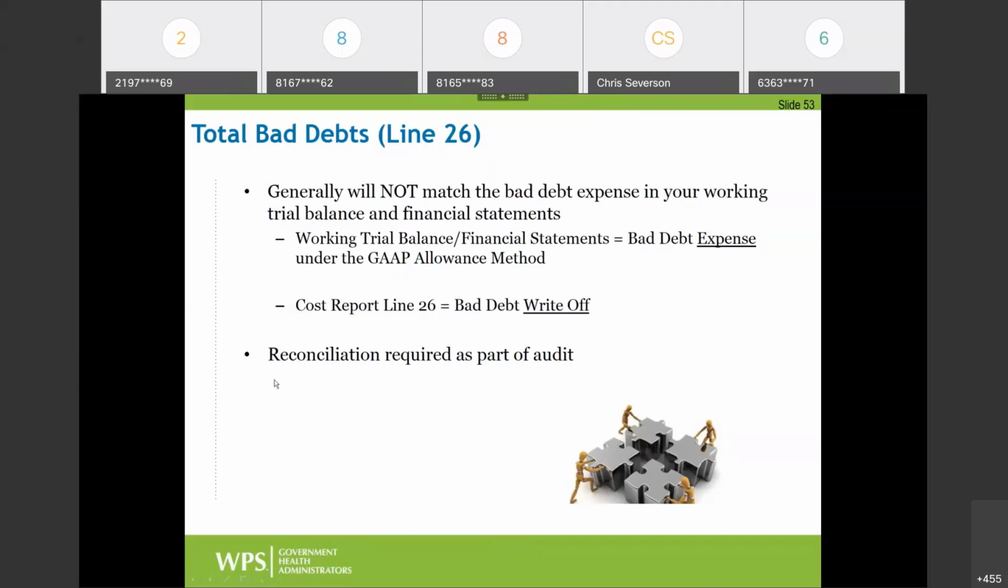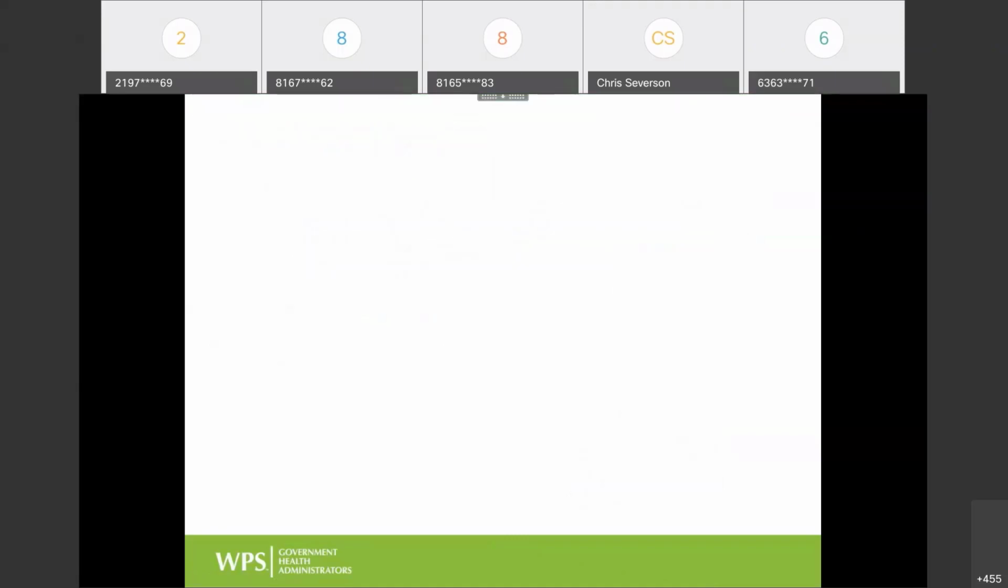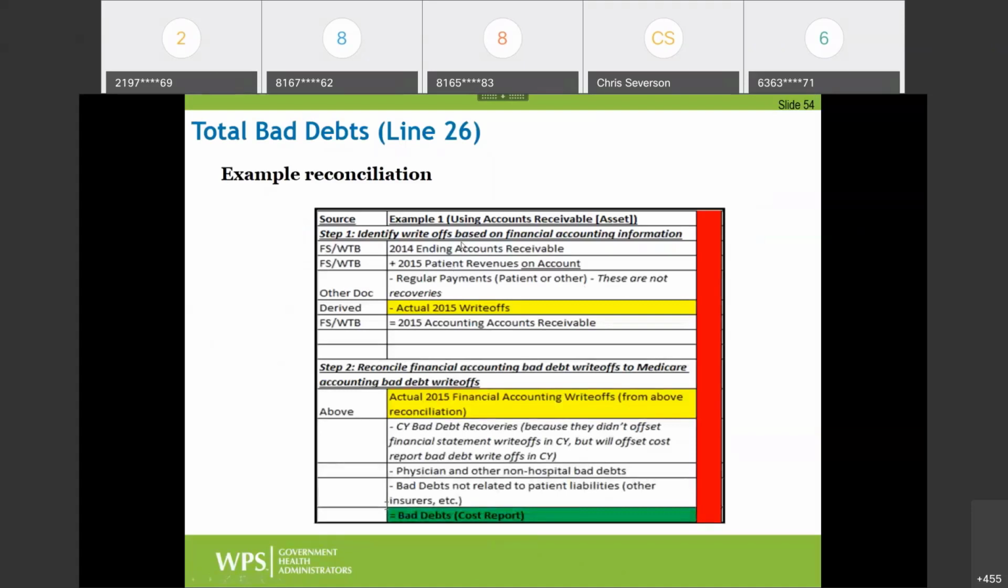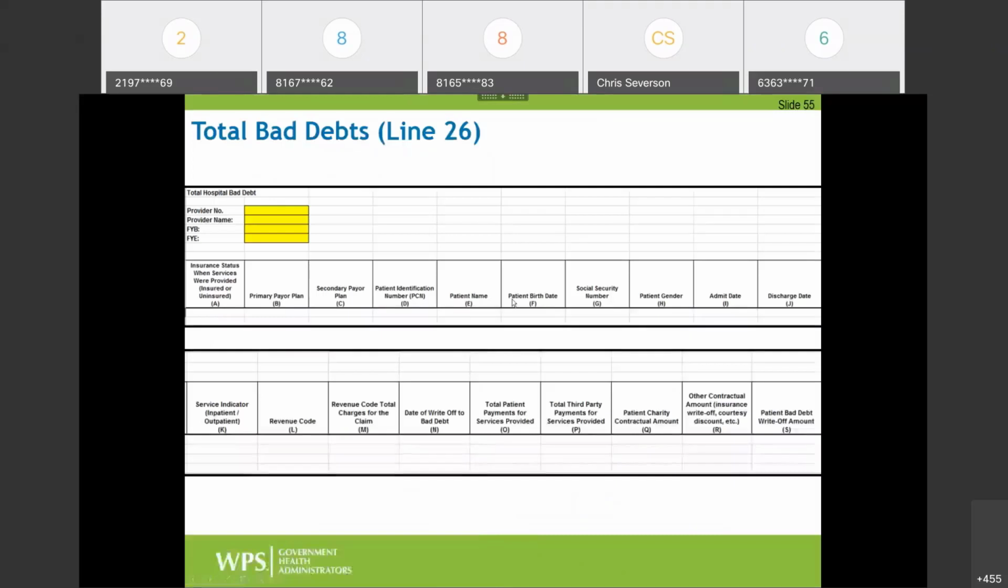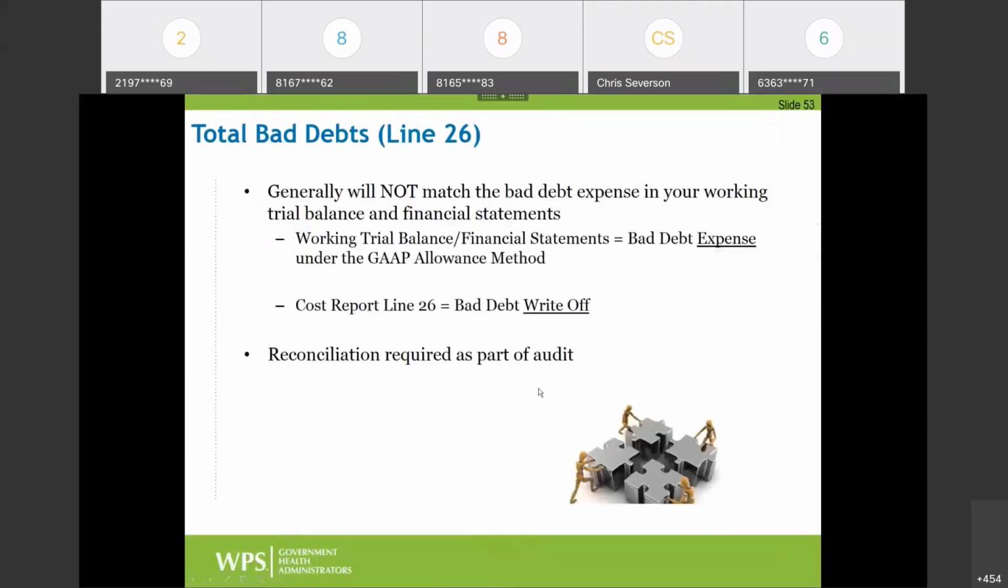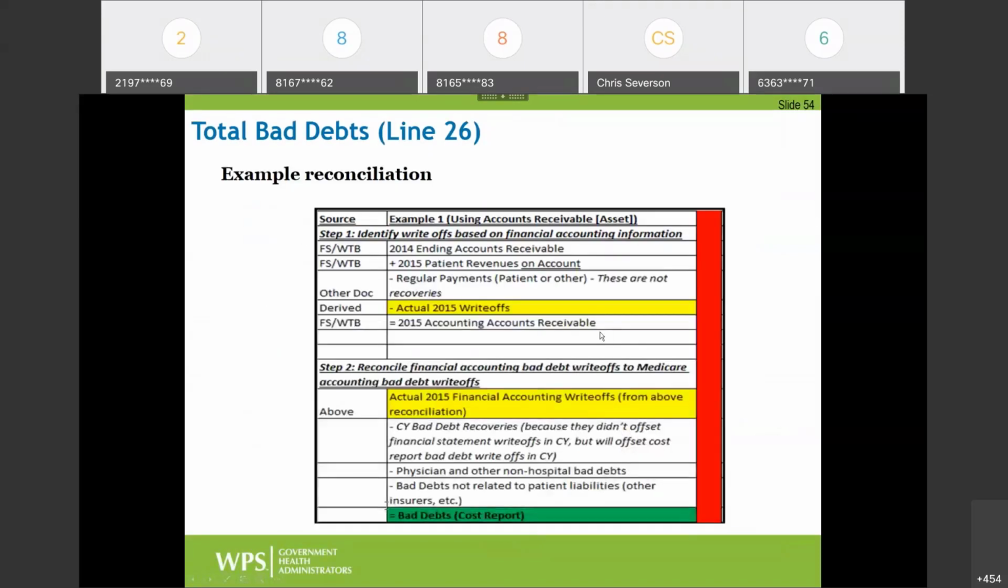We do require a reconciliation. That's something CMS requires, and we're required to look at it. This is just a very rough, simple example of a reconciliation. It shows some older years, but it's still the same thing.